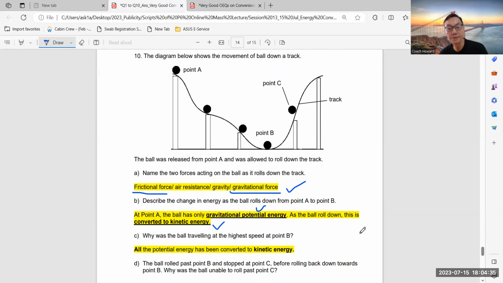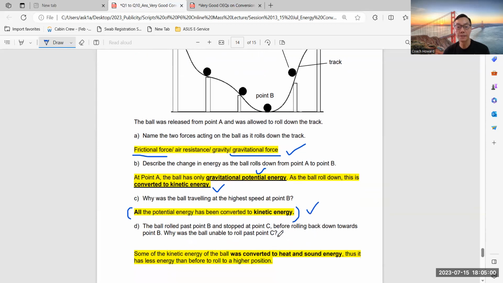Okay, simple. Part C. Why was the ball traveling at the highest speed at point B? Because at B, there is 0 GPE. So all the GPE is converted into KE. So you mention all the potential energy has been converted into kinetic energy. So that's why it has maximum speed.